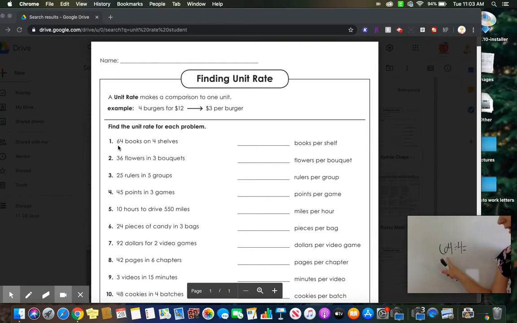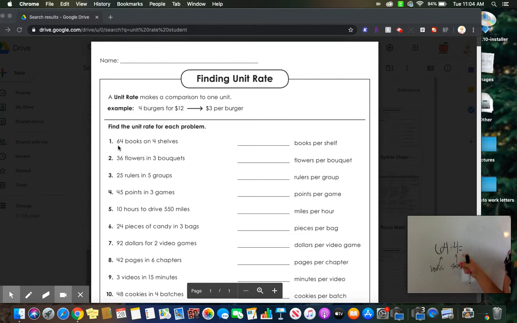64 books in all. This is the amount of books, okay? And on four shelves. That's like this. If you have a bookshelf, right? And it has one, two, three, four shelves, right? One, two, three, four. And you have books stacked on the shelves. How many are on each shelf? Okay? And this is how we're going to do it. We're going to divide.